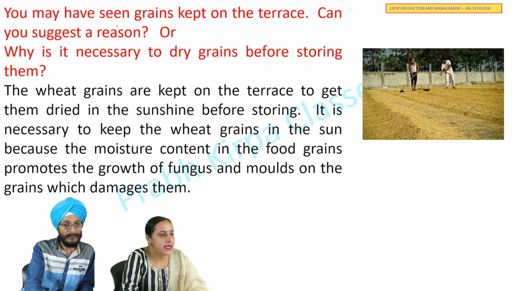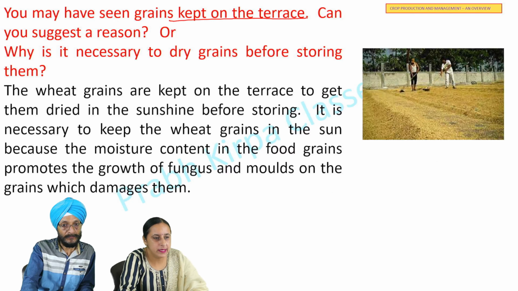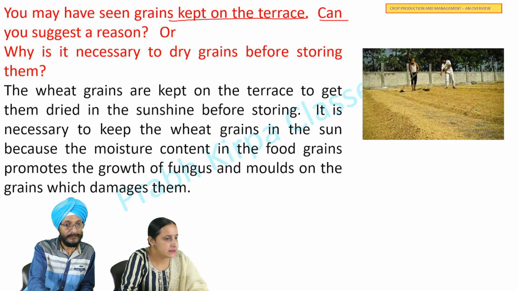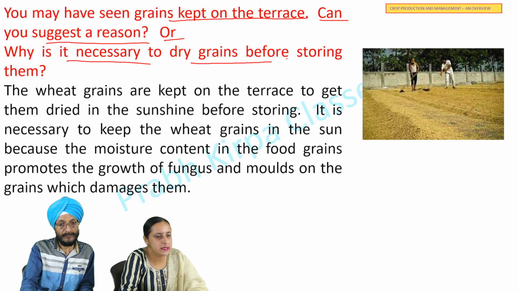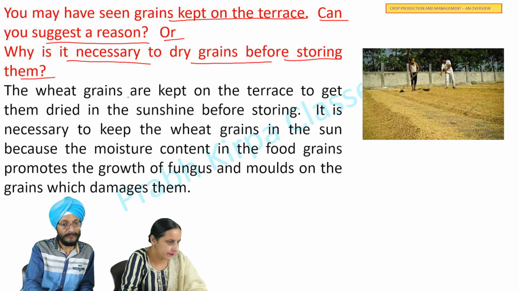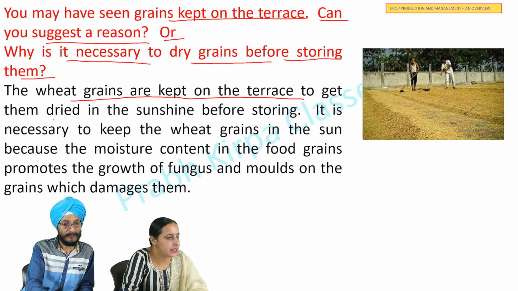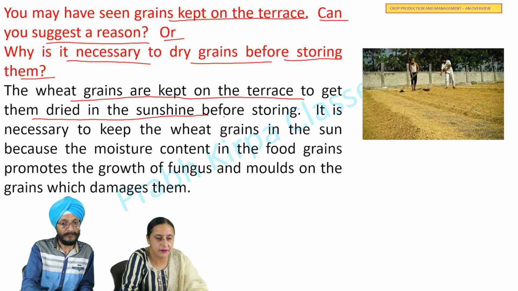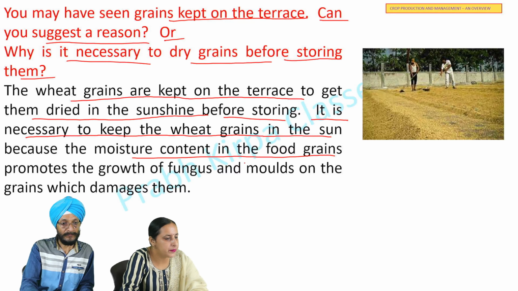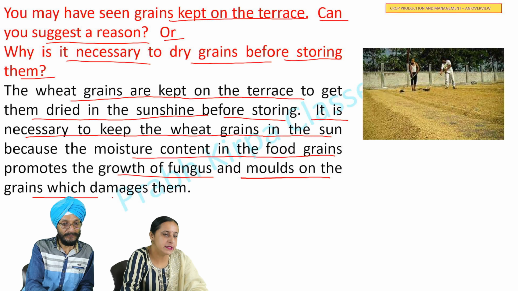Next, you may have seen grains kept on the terrace. Can you suggest a reason why it is necessary to dry grains before storing them? The wheat grains are kept on the terrace to get them dried in the sunshine before storing. It is necessary to keep the wheat grains in the sun because the moisture content in the food grains promotes the growth of fungus and molds on the grains, which damages them.